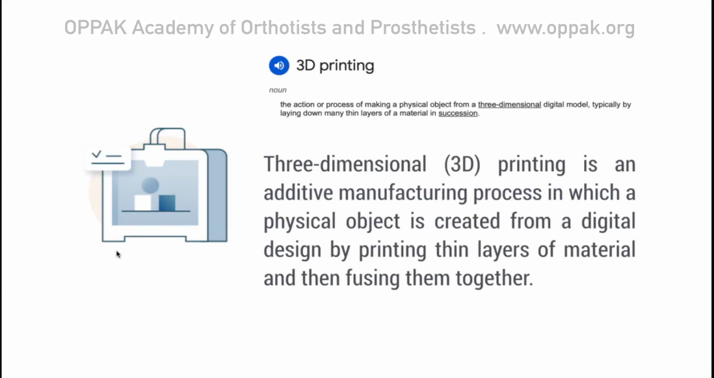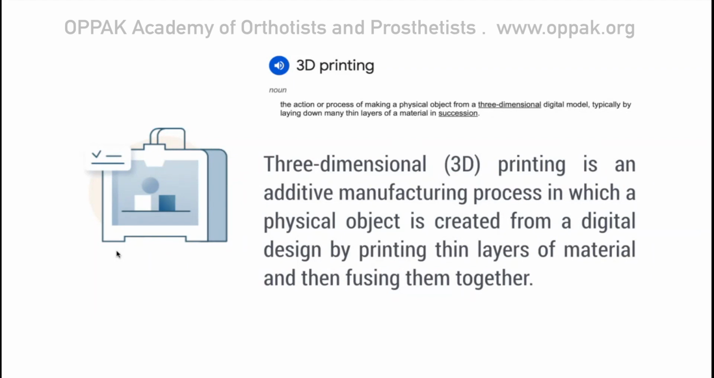3D printing is an additive manufacturing process. The manufacturing process where addition has been done, in which a physical object is created from a digital design. This is important: digital design, by printing thin layers of materials and then fusing them together. So there are three things. One is the additive manufacturing process. This is a general name.